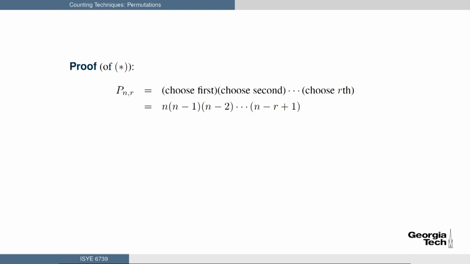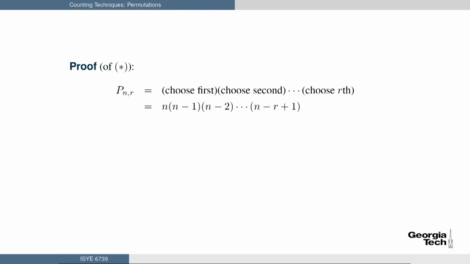I can choose the second guy n minus 1 ways because I've already chosen the first. I can choose the third guy n minus 2 ways, given that I've chosen the other 2 so far. Choosing the rth guy, I can do that in n minus r plus 1 ways. People forget about that plus 1 usually. Okay, that's fine. That's just a fact.